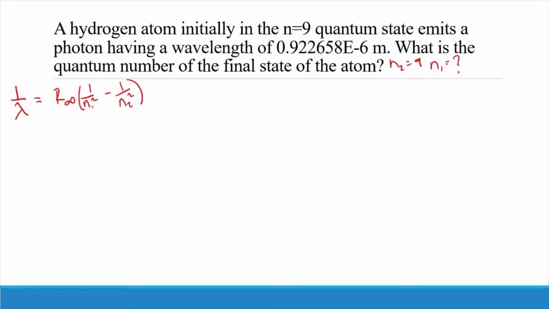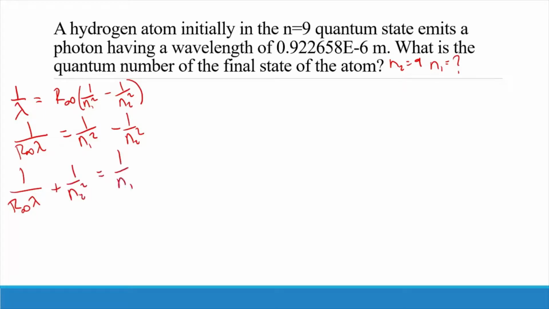We need n1. So the first thing we should do is divide both sides by R infinity. So now we get 1 over R infinity times lambda is equal to 1 over n1 squared minus 1 over n2 squared. Add 1 over n2 squared to both sides. So 1 over R infinity lambda plus 1 over n2 squared is equal to 1 over n1 squared. Now we need to take the square root of both sides. I'm going to just switch the sides of my equation.